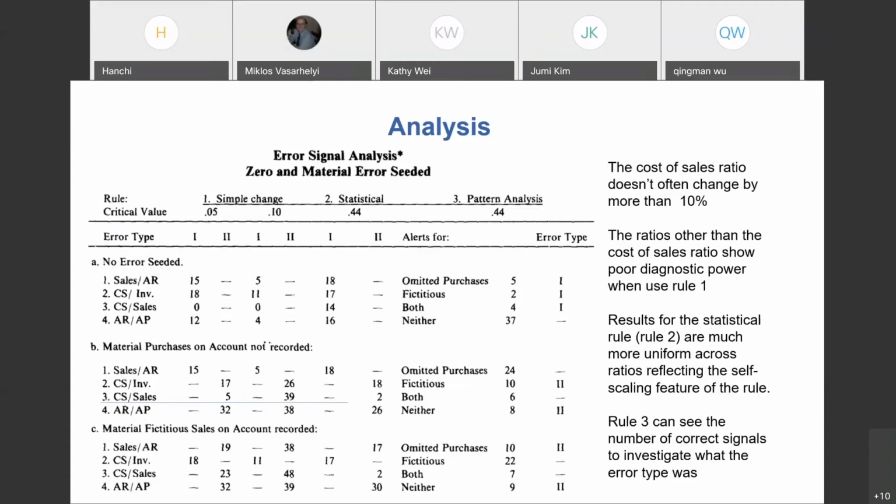The ratios other than the cost of sales ratio show poor diagnostic power when we use rule 1. Rule 2 may be a little better, and we find much more uniform cost ratios, reflecting the self-scaling features of the rule. And for the third one, we can also know the number of correct signals, and we have the ability to investigate what the error type was.